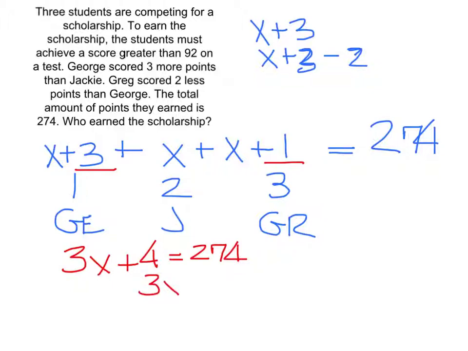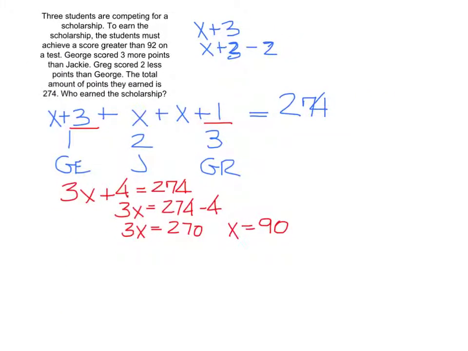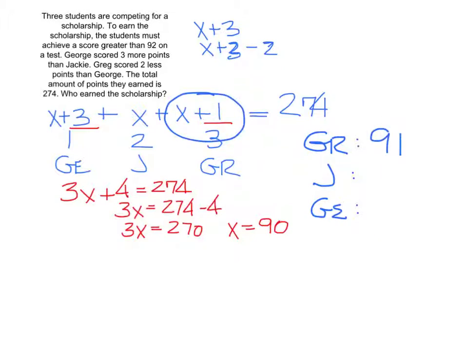274, and then we're going to do what? We're going to do minus 4 and end up with what? 270, and then do what? Divide by 3 to get 90. Okay, so remember we have Greg, Jackie, and George. So off to the side here we'll have Greg, Jackie, and George. So if x is 90, Greg was x plus 1, so that's 91. And Jackie was x, so she's 90. And George is x plus 3, so 90 plus 3 is 93. The winner is George.